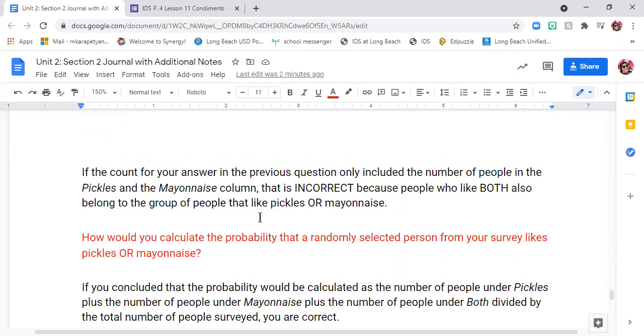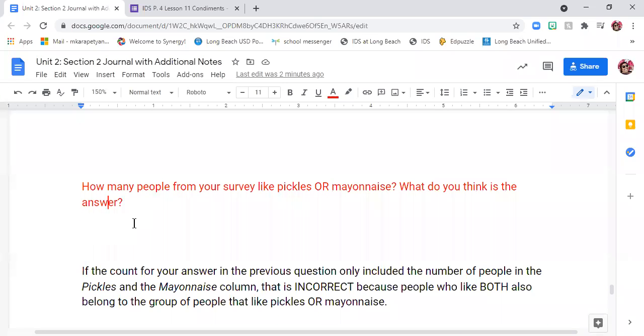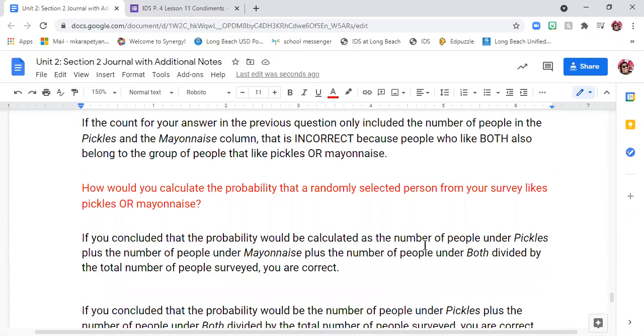So if the count for your answer in the previous question only included the number of people in the pickles and mayonnaise columns, that's incorrect, because people who like both also belong to the group of people that like pickles or mayo. So it should be 3 plus 11 plus 12, which gives you the 26, right? Good job, okay?